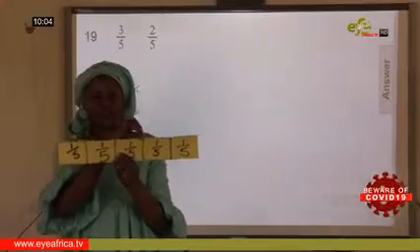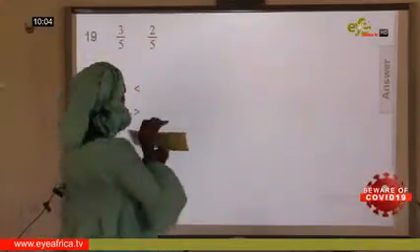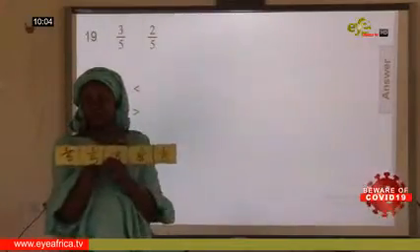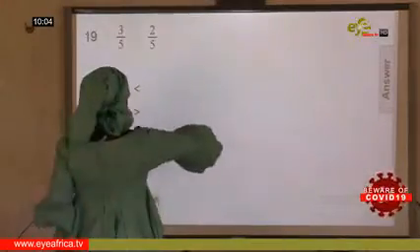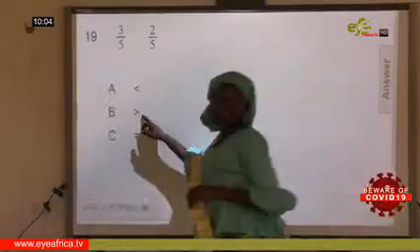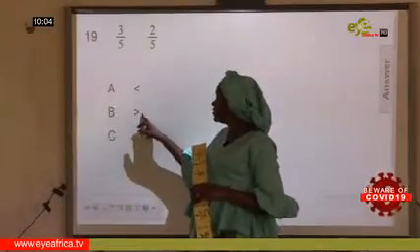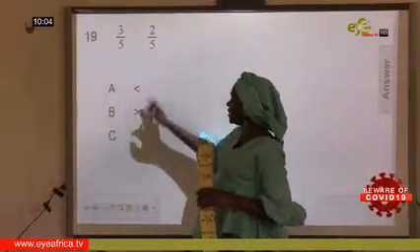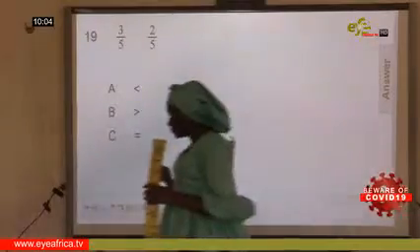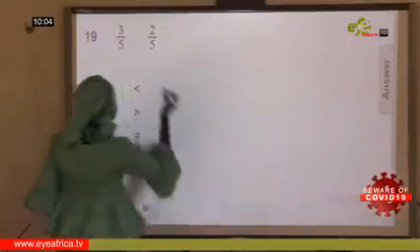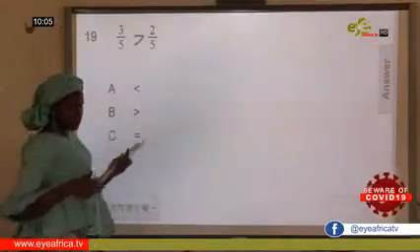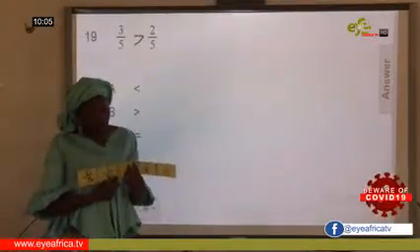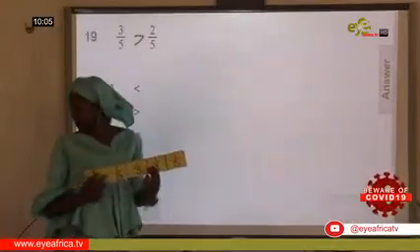Which one is greater? 3/5 is greater than 2/5. And the symbol for greater than is this. We can see that in option B, 3/5 is greater than 2/5. 2/5 is here, and here is 3/5.